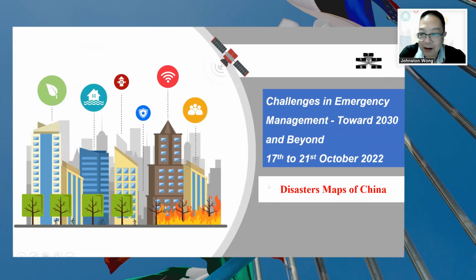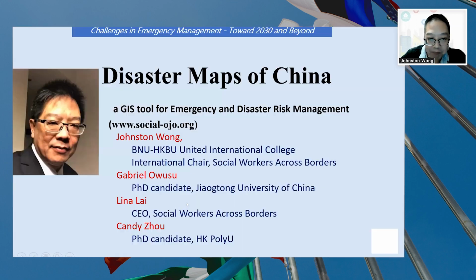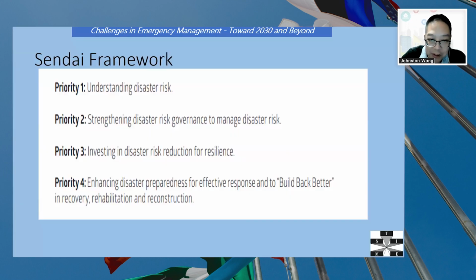So today I'm going to share with all participants how to use GIS to actually help us do better EDRM, and how we are designing a disaster map. I'm speaking on behalf of a team of 4, including Gabriel Owusu from Kenya, who also helped us compile certain parts of the information.